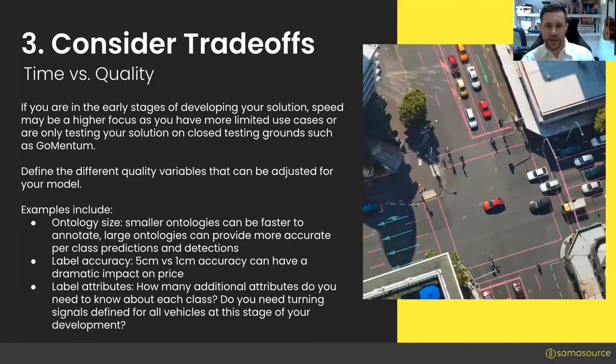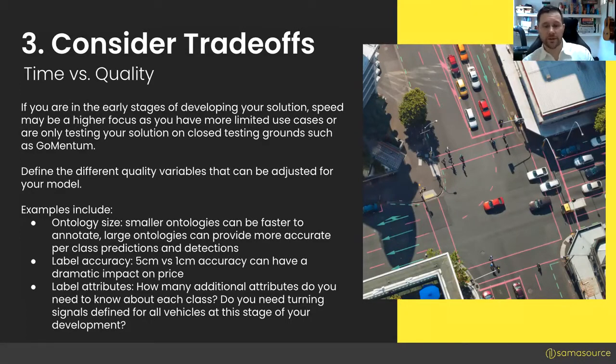So back to making our quality rubric, you want to consider trade-offs. And I've mentioned this a little bit. If you're in the early stages of developing a solution, speed may be a higher focus as you have more limited use cases. And maybe you're only testing on closed testing grounds, such as Momentum or something like that. Define the different quality variables that can be adjusted for your model. Some examples include, when you're earlier in development, do you want to have a smaller ontology? It can be faster to annotate and less error prone, which can get you data back faster and cheaper.